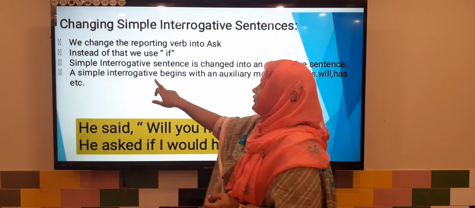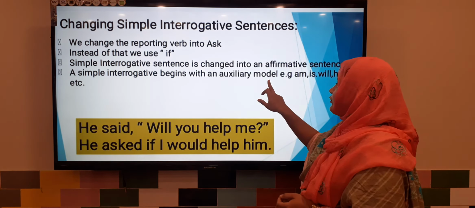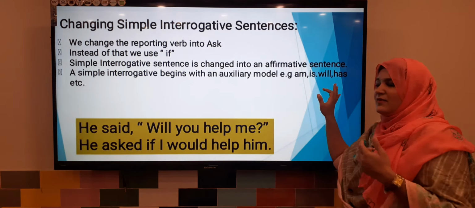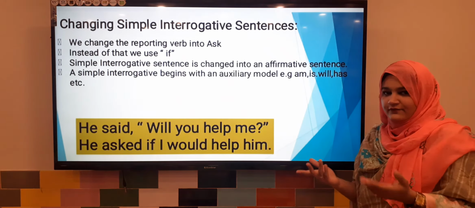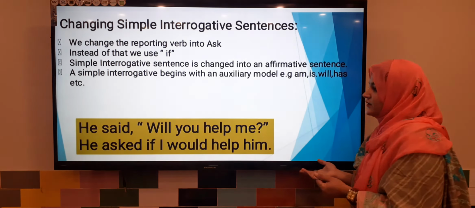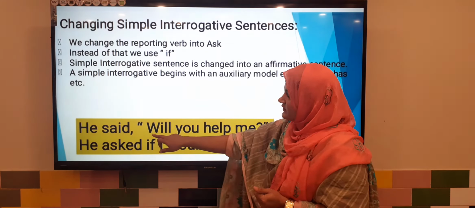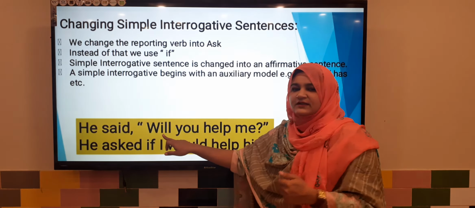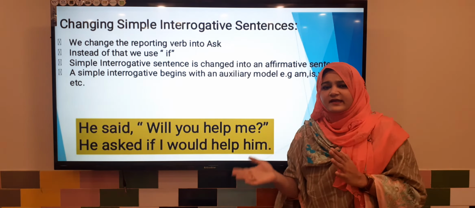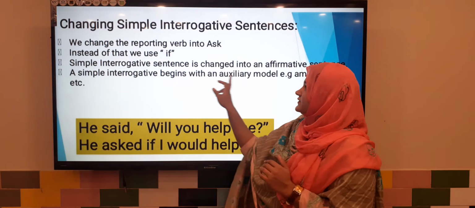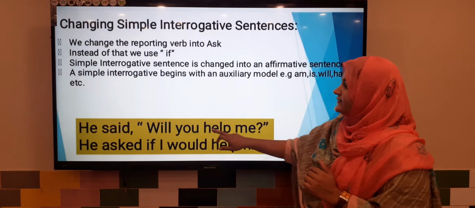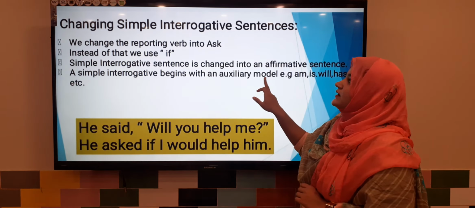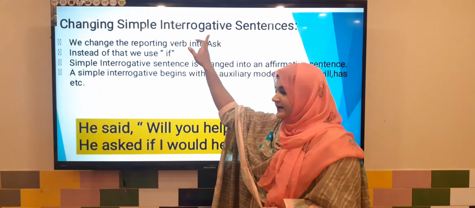A simple interrogative begins with an auxiliary verb. Have you studied auxiliary verbs? Auxiliary verbs are is, am, are, will, has, have, had. We have so many auxiliary verbs. If your question begins with will, shall, has, is, am, these are the auxiliary verbs, and this type of sentence which begins with an auxiliary verb is called a simple interrogative sentence.